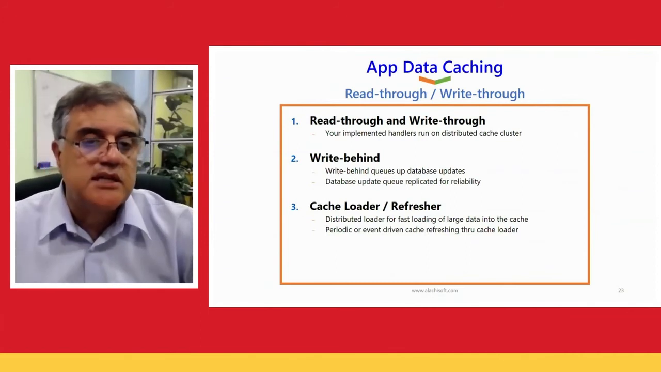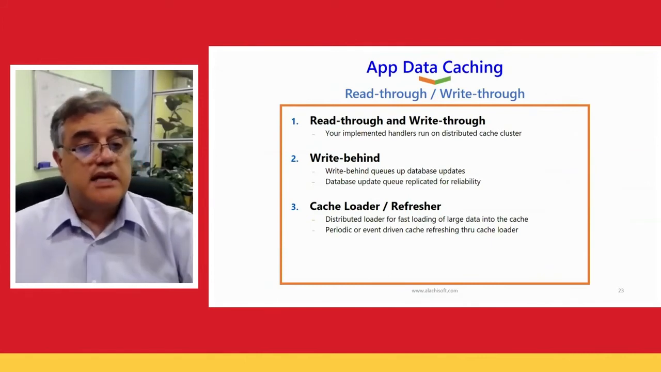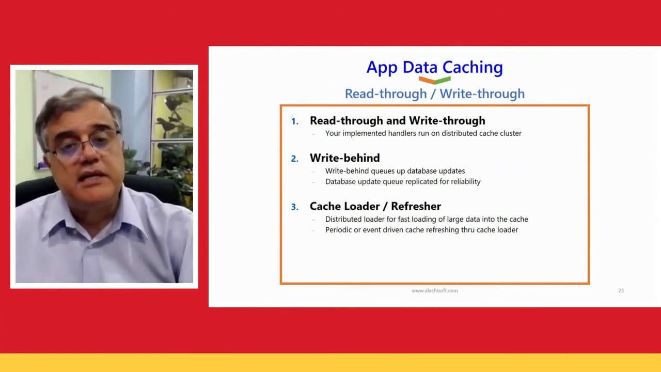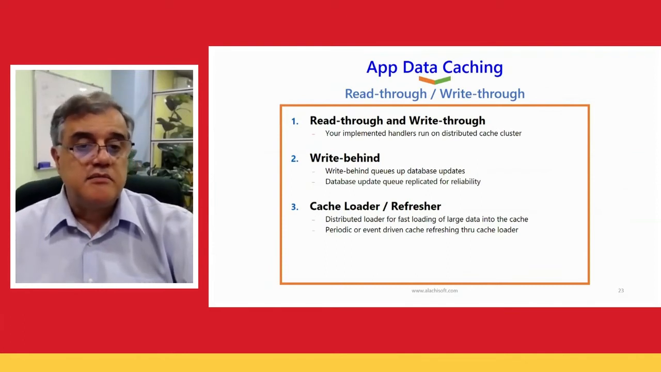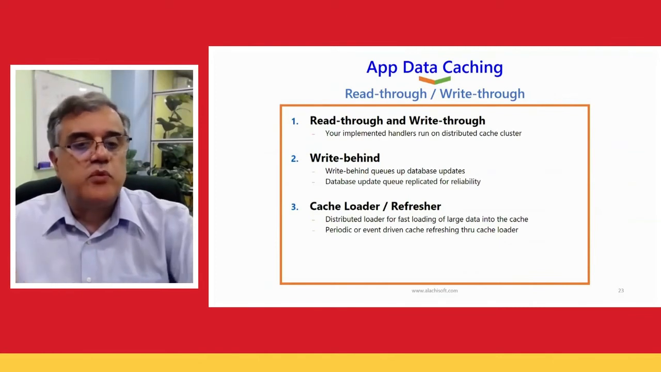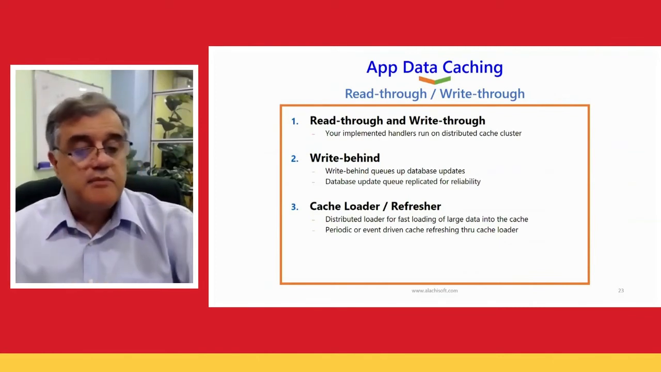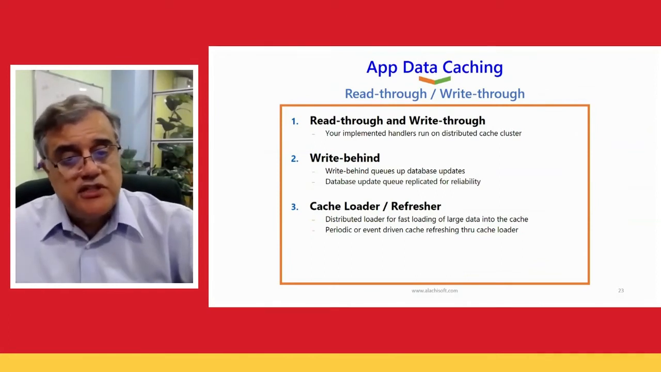So let's say you do a cache.get on a certain key, and that item was not in the cache. The cache will call the read through to go and get it from the database. Same way, you can also use the cache to update the data, not only in the cache, but also have the database updated. And the write behind is a more advanced version of it, where the cache update happens synchronously, but the database update happens asynchronously. And the cache loader and refresher is, again, another way where you can warm up the cache.